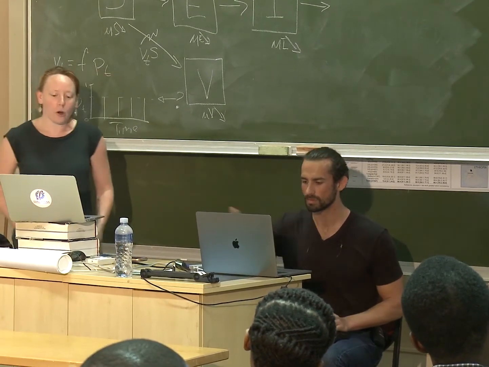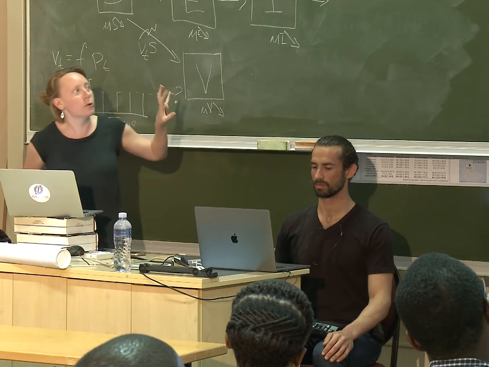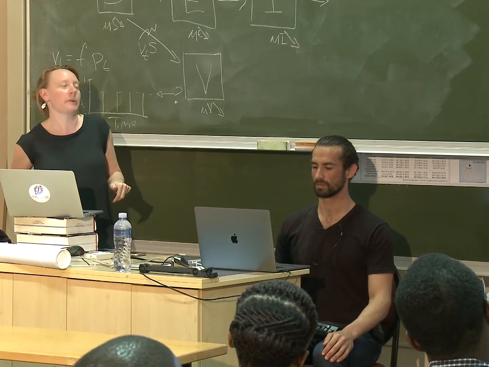Our model world has 4 types of individuals: susceptible dogs, exposed but not yet infectious dogs, dogs that are infectious and symptomatic, and dogs that have been vaccinated and therefore are protected against infection. And the individuals, so we're only modeling dogs, the individuals in our population can move between these different compartments through a number of processes and into and out of the population as well.